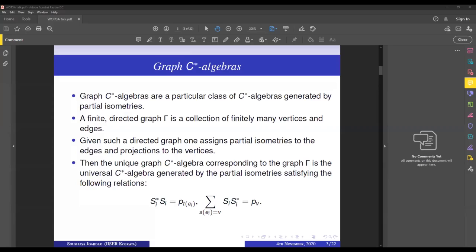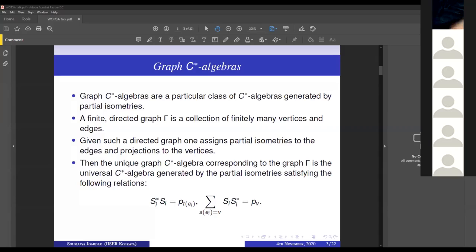Cuntz algebra is a particular example of a graph C*-algebra. Let me explain how it comes from graphs, because Cuntz algebra is familiar to almost everybody. Let me talk about Cuntz algebra with n generators. This is the graph: there are n many edges, all of them loops, and only one vertex.